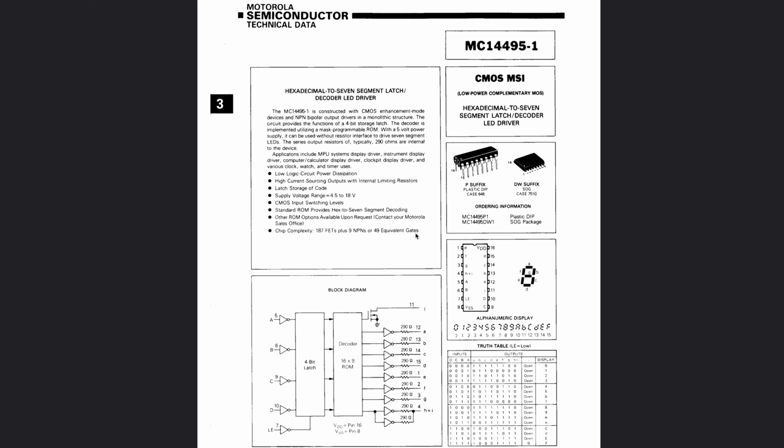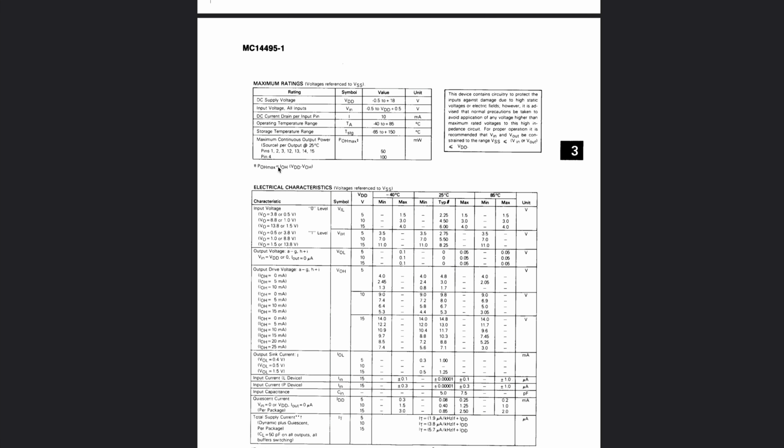Before we conclude this video, I should probably mention some drawbacks and things to keep in mind about this decoder. The first thing is that there's a maximum continuous output power, which is computed using this formula, of 50 milliwatts. If you do the calculation, this means that you cannot go higher than 15 milliamps per pin, which should probably be fine given that the current limiting resistors are internal to the chip, so you can't really increase the current more than what it is already giving you, but it's definitely something to keep in mind.